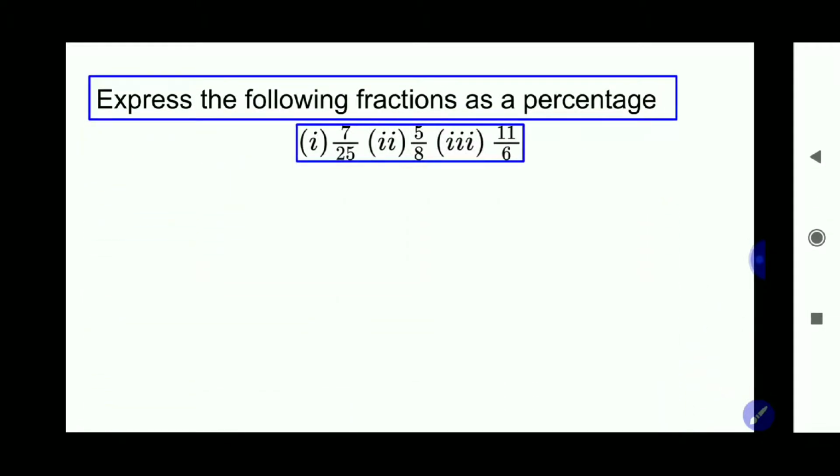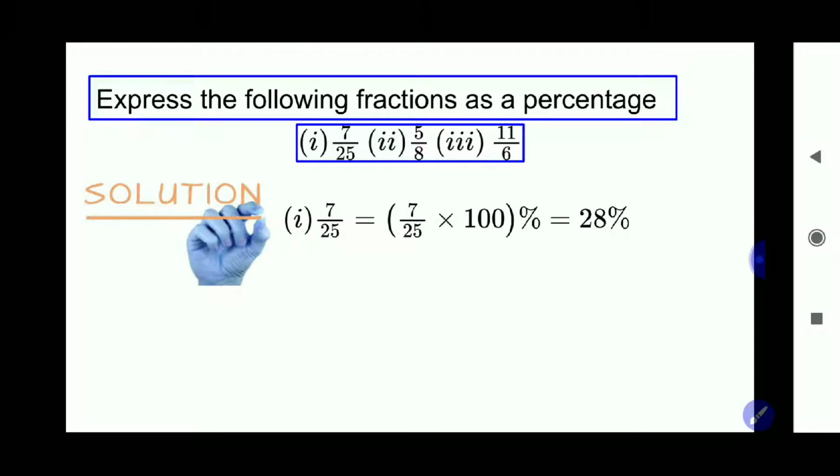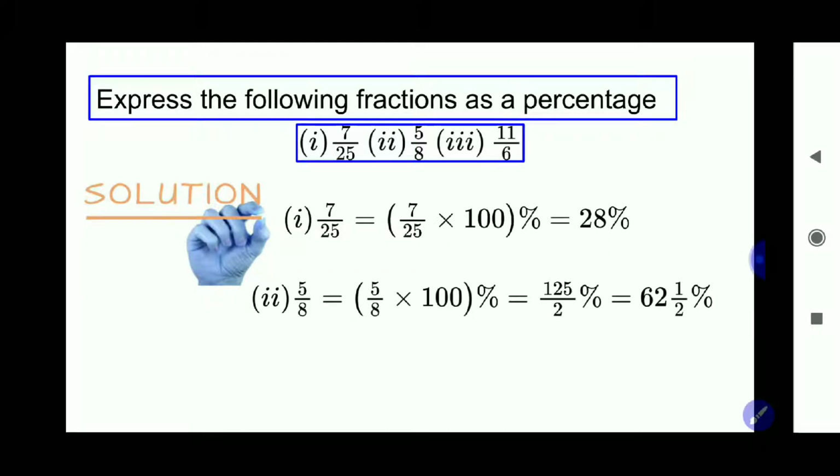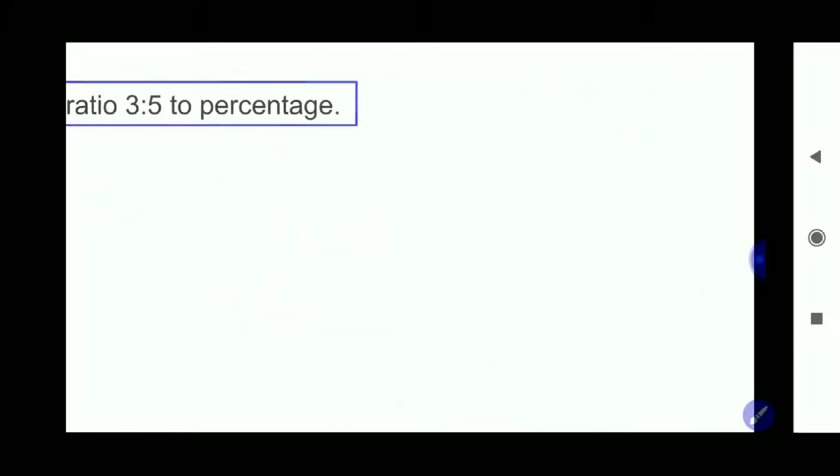Express the following fractions as a percentage. The fractions are 7 by 25. That is 7 by 25 into 100 percent. That means 28 percent. Similarly, 5 by 8. 5 by 8 into 100 percent. It is 62.5 percent. 11 by 6. That is 11 by 6 into 100 percent. It is 183 and 1 by 3 percent.